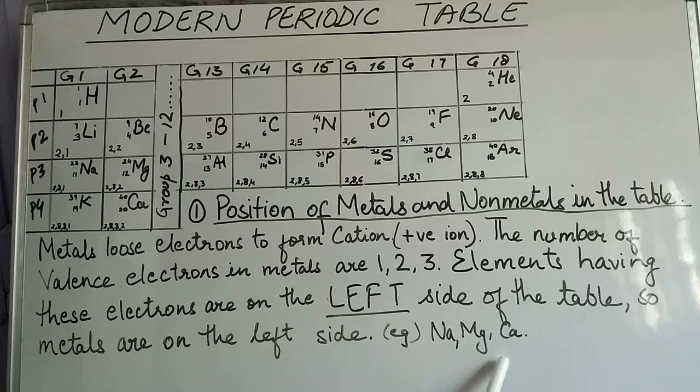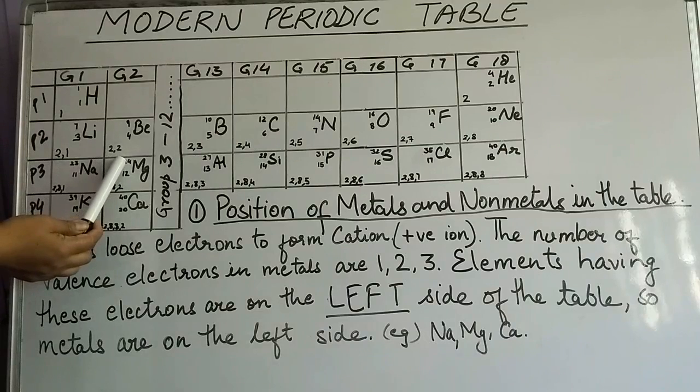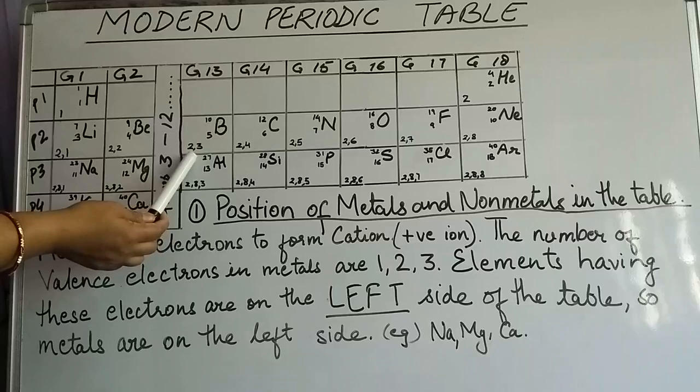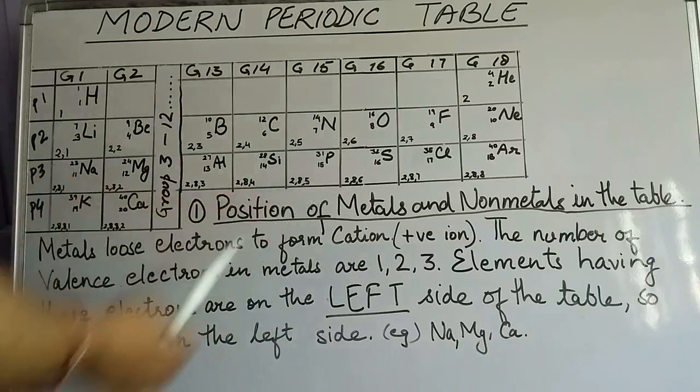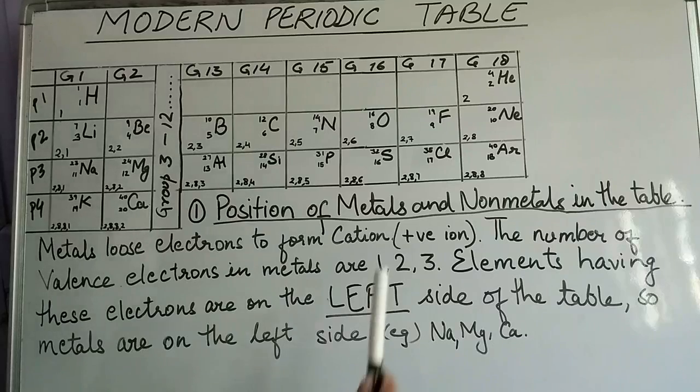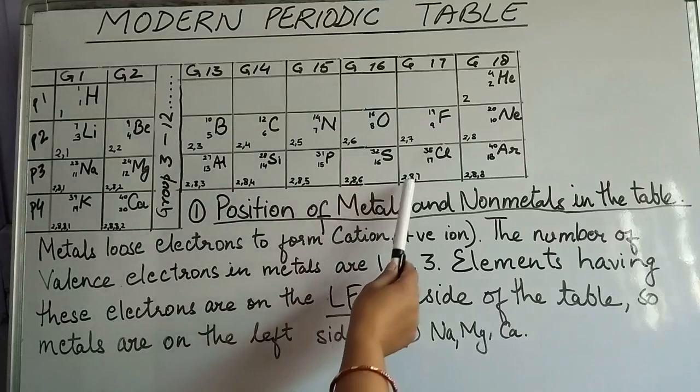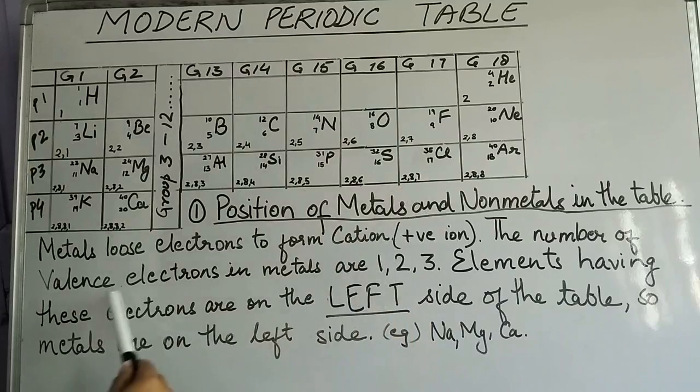So we deduce that metals will be found on the left side of the table, and these are some examples: sodium, magnesium and calcium. Let's have a look at the table. See here, number of valence electron 1. Here the number of valence electron 2. Here 3. Sodium valence electron 1. Magnesium valence electron 2. If you move to this side of the table, here you are going to see the number of valence electrons are 5, 6, 7. Right. So these will not lose electrons. These are going to lose electrons. So we say that metals are towards the left side of the periodic table.